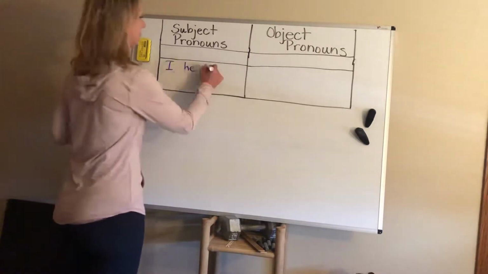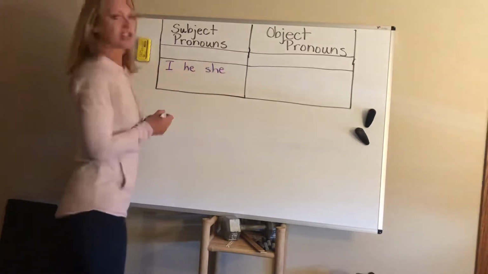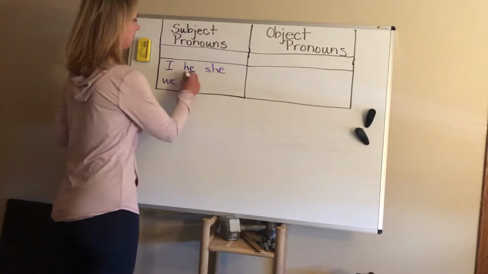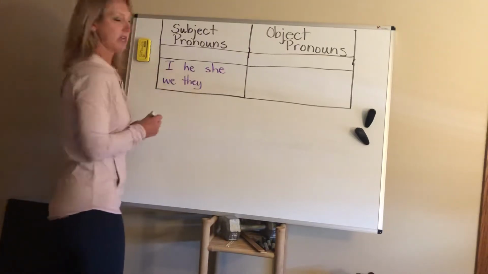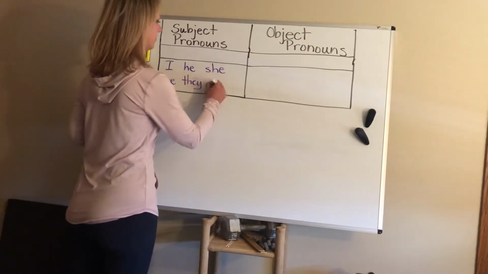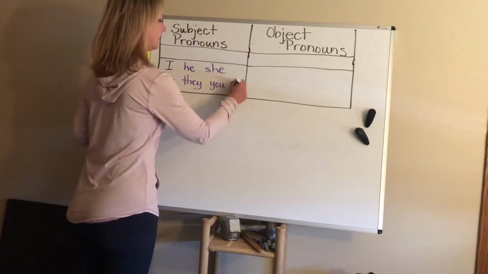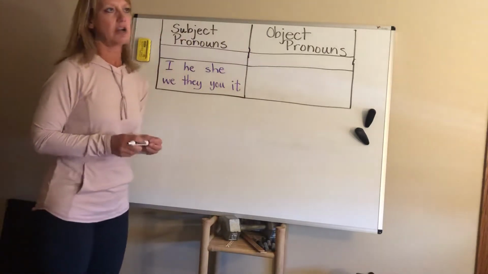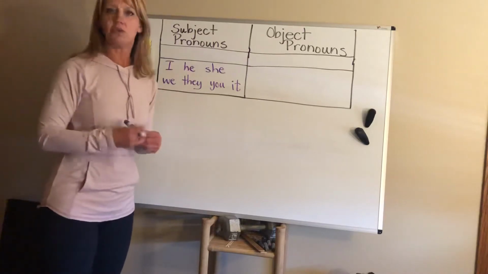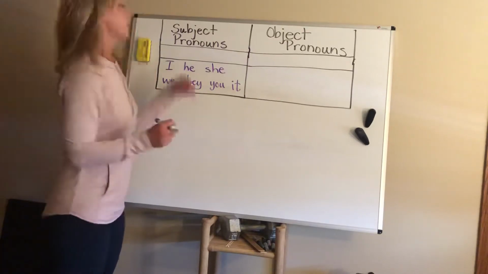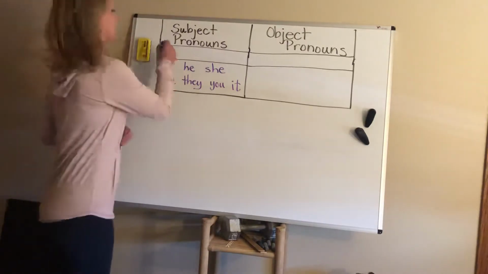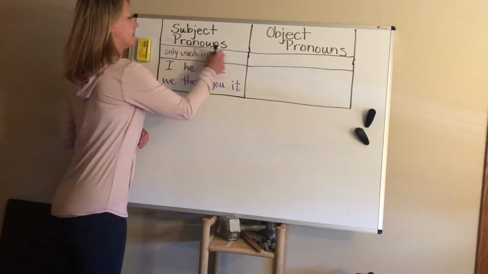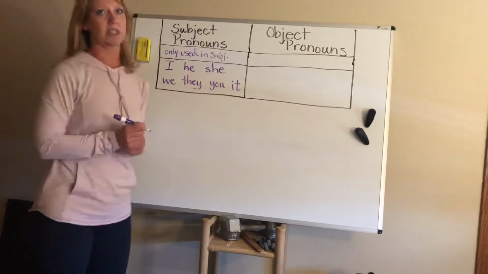he, she, we, they, and then you and it. All right, so basically subject pronouns are pronouns that only get used in the subject of a sentence, which is why they're called subject pronouns. So only used in the subject of the sentence.